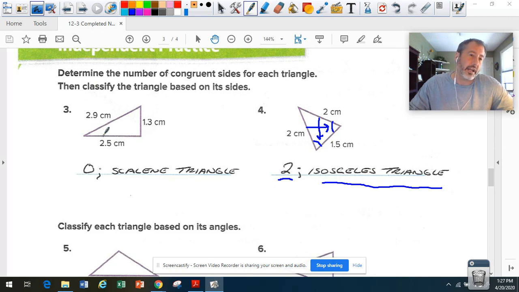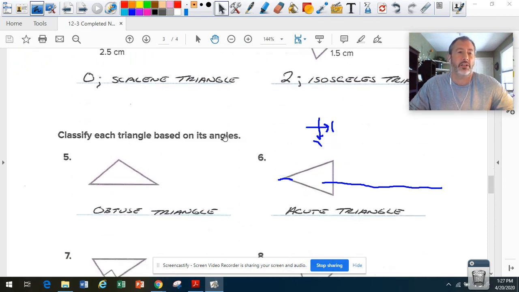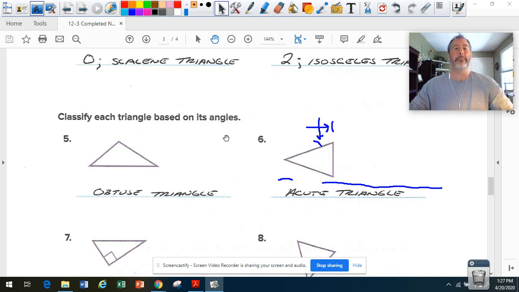And just as an FYI over here, none of these angles are going to be the same because all of these measurements are different. Okay, let's scroll down here a little bit more. They want us to classify each triangle based on its angle. So let's take a look here.